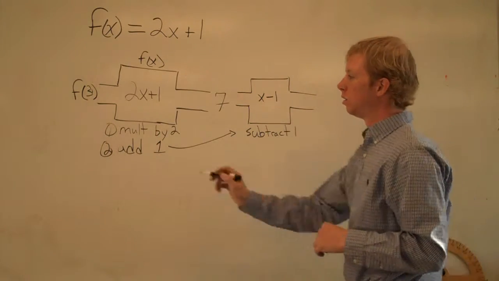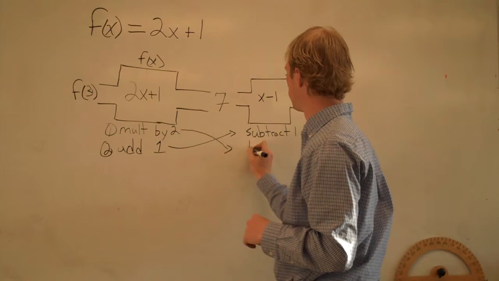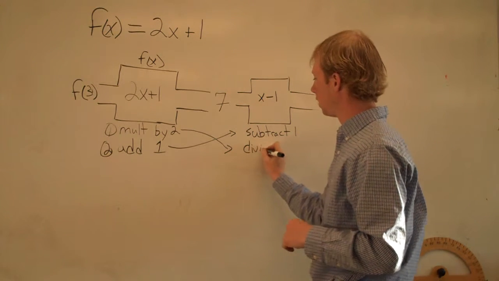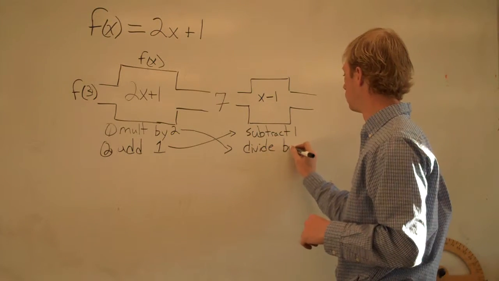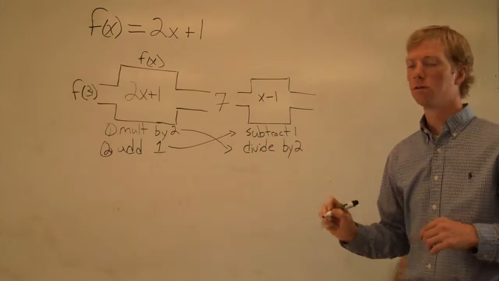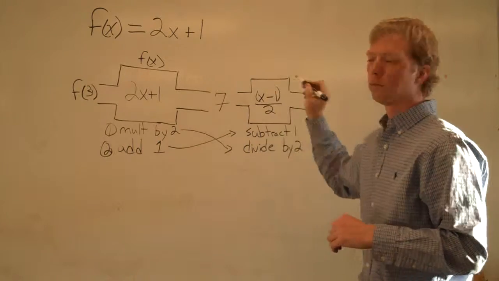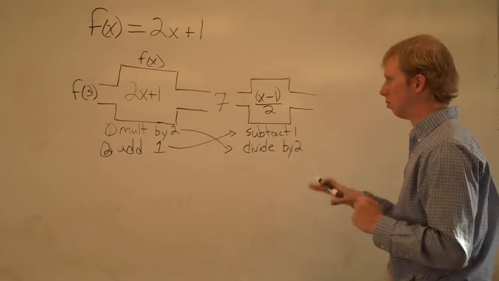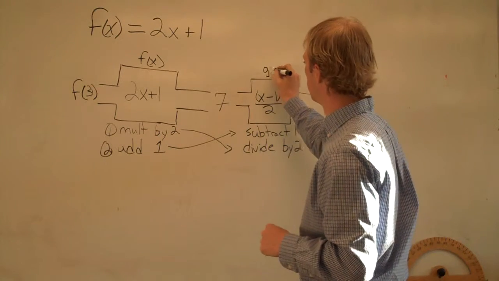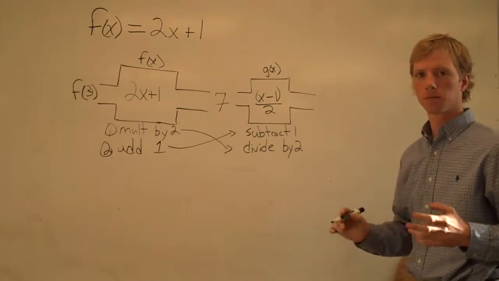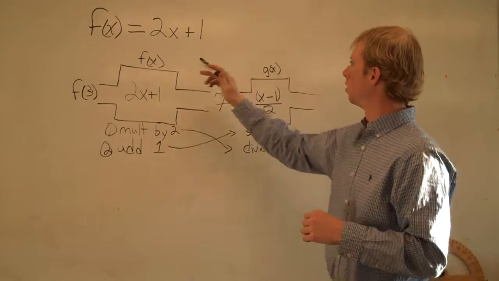Now I want to do the opposite of this. The opposite of multiply is divide, and I keep my numbers the same. Divide by 2. And I'm going to put parentheses on the top because it's always going to help me to understand exactly what I'm doing first. I will call this function g of x. Now I have created two functions right here.